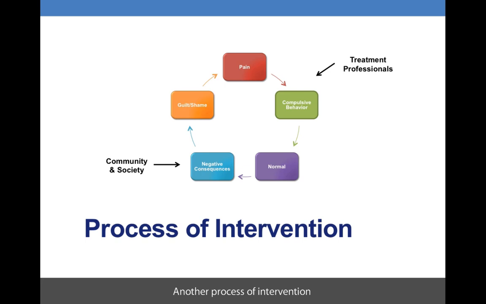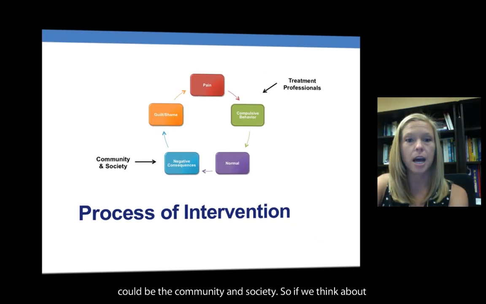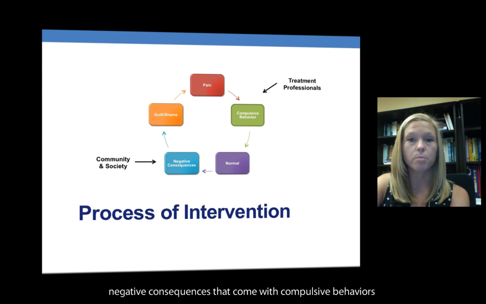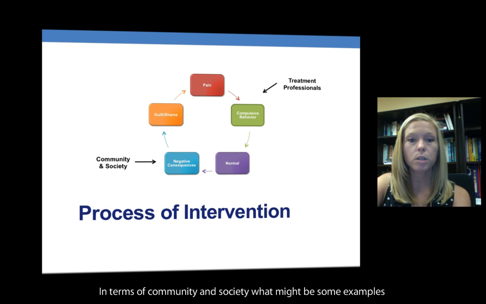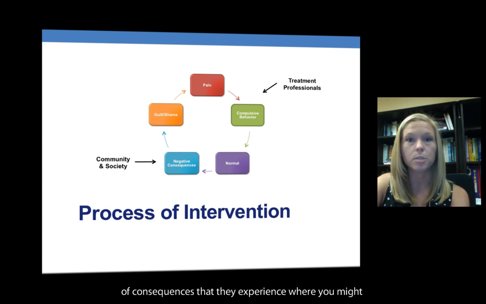Another process of intervention could be the community and society. So if we think about negative consequences that come with compulsive behaviors, we could go back to those 5 categories of negative consequences that one might experience. In terms of community and society, what might be some examples of consequences that they experience where you might see community or society intervene?